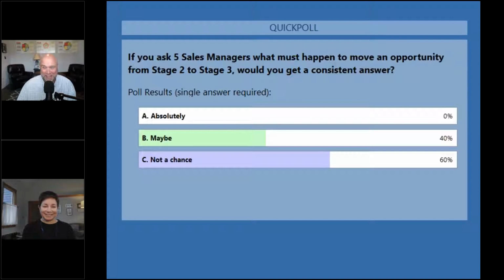Nobody says absolutely. That's kind of an interesting result, that nobody believes that how each stage is defined is clear enough. And I think the real answer is exactly what you have here. Maybe. In other words, some people in the organization might be able to tell you, but the reality is the likelihood of most managers or sales representatives to truly be able to say, these are the things that must be done in order to move an opportunity from stage 2 to stage 3. The honest answer, if we really peel this onion back, is probably that it's not a chance many people truly can.